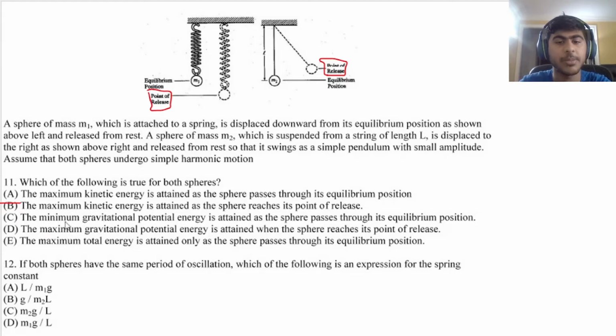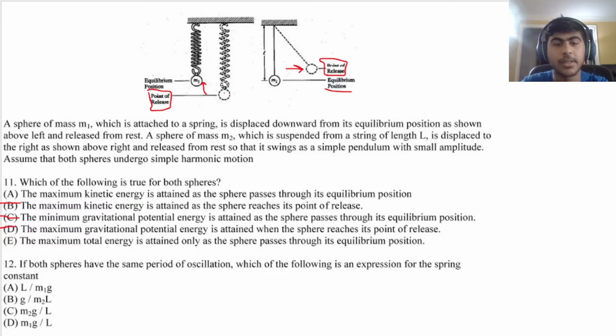The minimum GPE is attained as the sphere passes its equilibrium position. That's just not true. Right here, at your equilibrium position, you have more GPE with a greater height, which is right here. That's not true. The maximum gravitational GPE is attained when the sphere reaches its point of release. Also not true. Look at the spring over here. If this is the maximum GPE, well, that can't be it because you have more height going to this position.